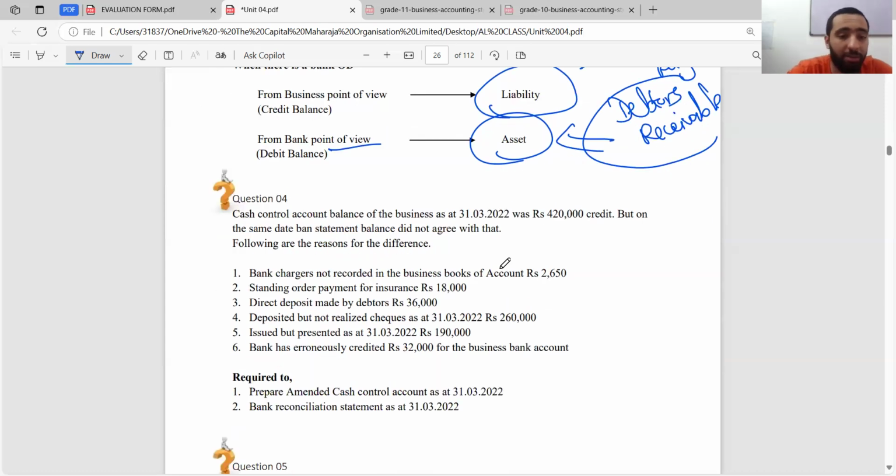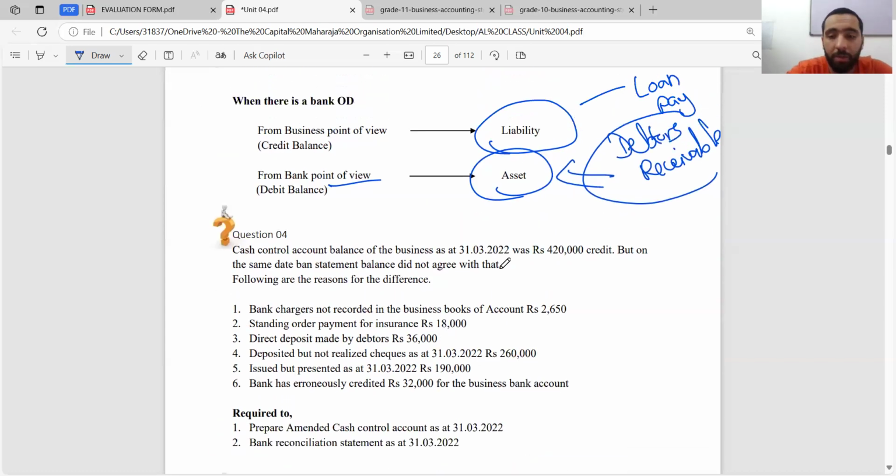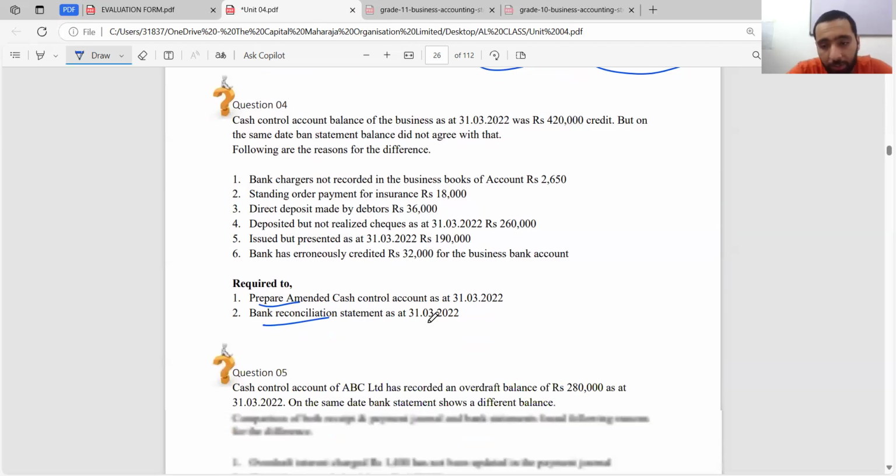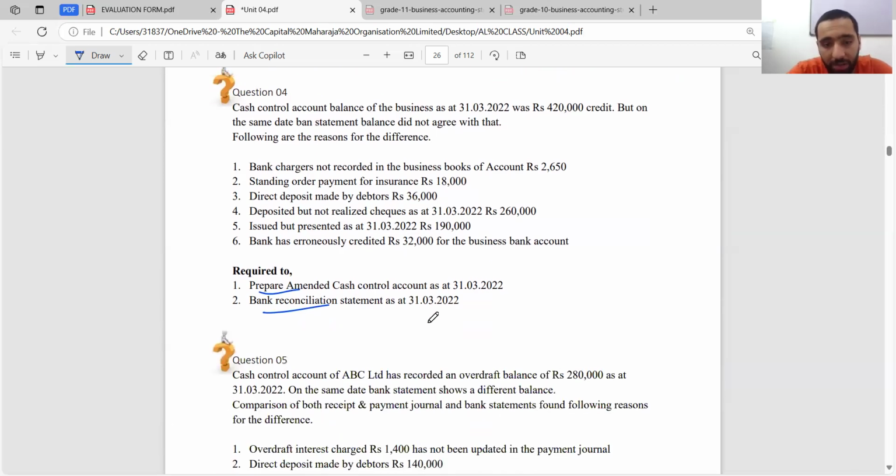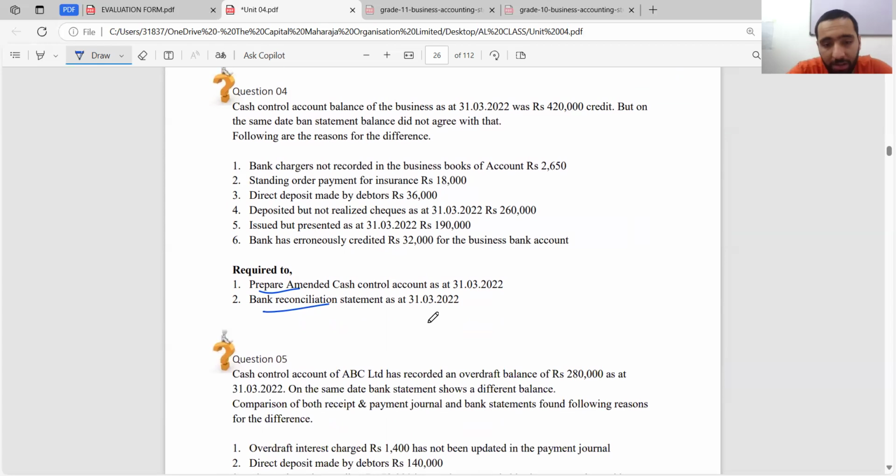Okay, so quickly, let's move on to the next question. The cash control account balance is this. You need to prepare the amended cash control account and the bank reconciliation statement. I'm giving you all 5 minutes. Quickly do this, and then I will be coming back with the answer.